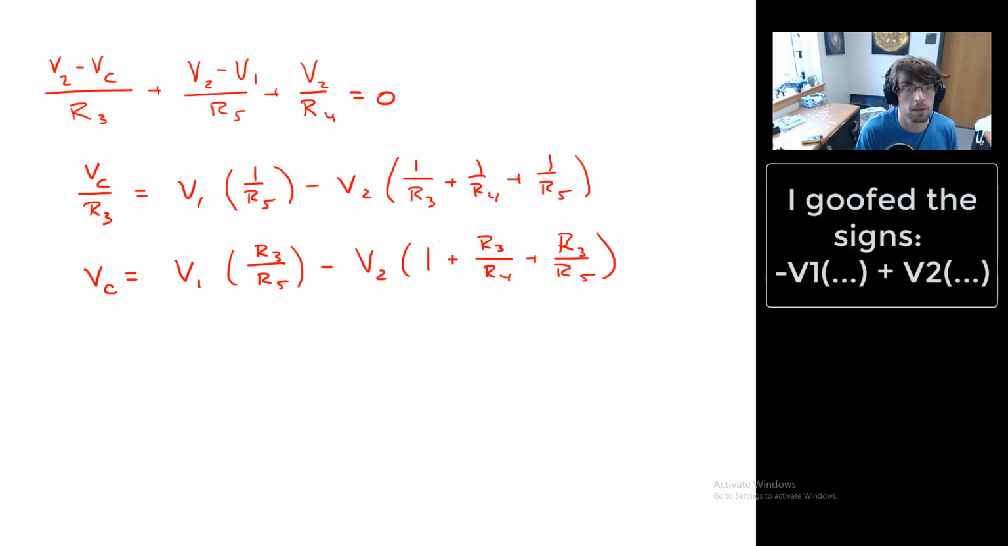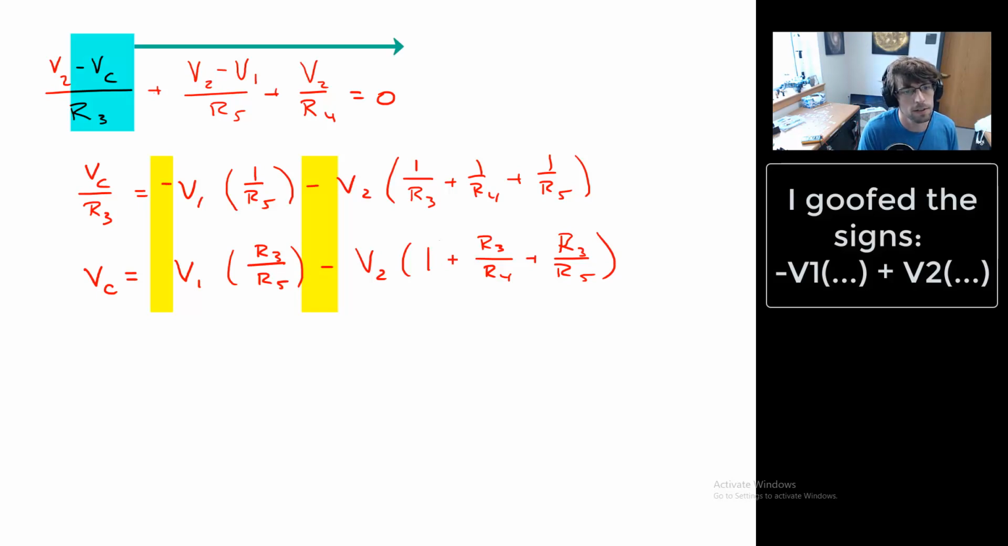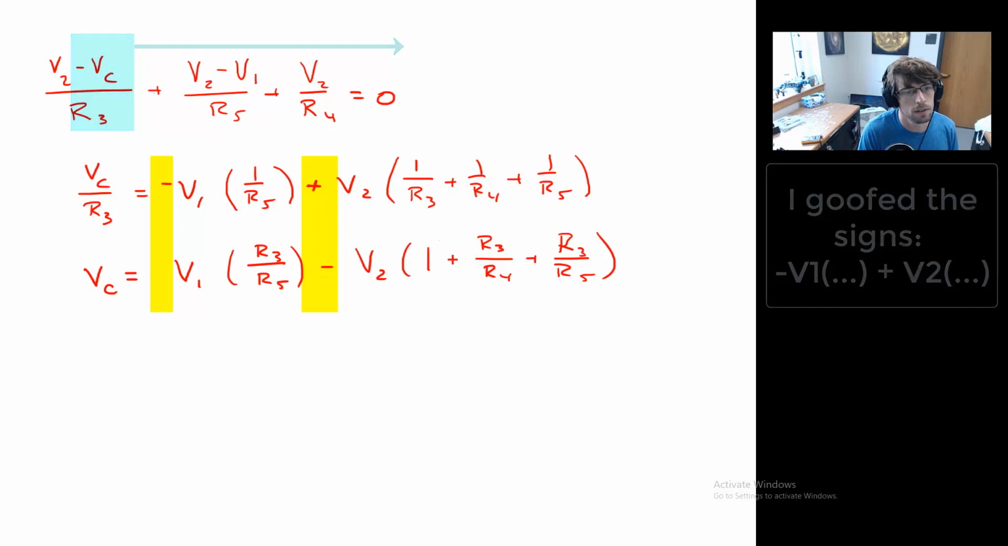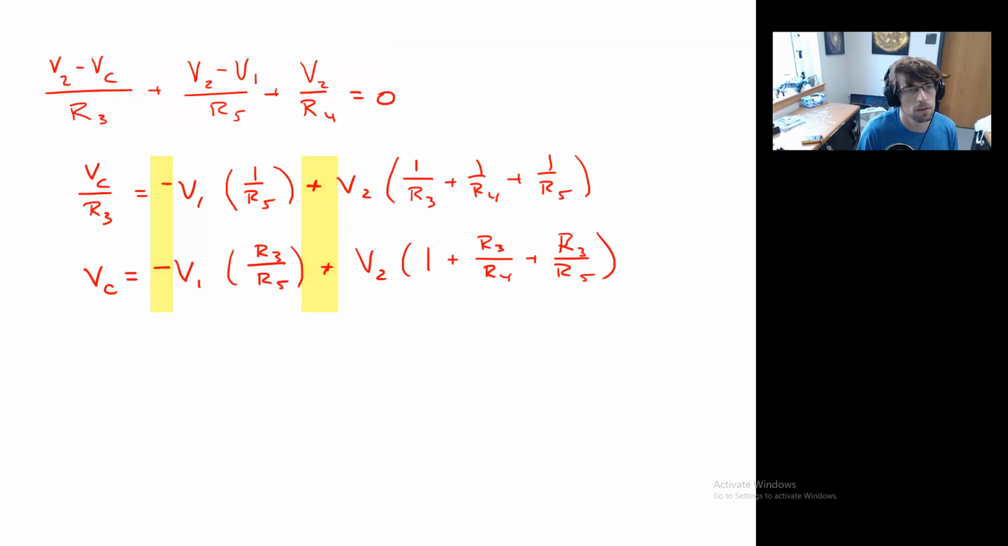You should yell at me. I flip my signs. If I move this over to the other side, that means that V1 stays negative. There we go. Life has been restored.